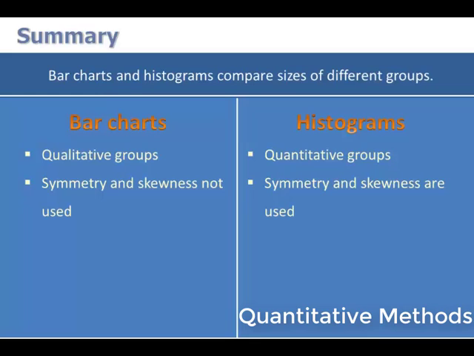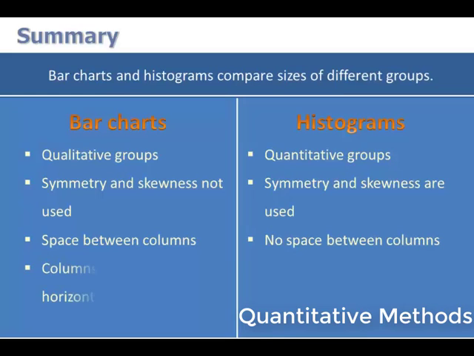Other differences between the two charts are largely cosmetic. Bar charts have space between columns, histograms do not. With bar charts, columns can be vertical or horizontal. With histograms, columns are only vertical.